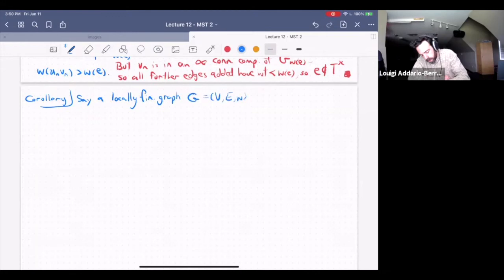I guess I was requiring distinct edge weights.